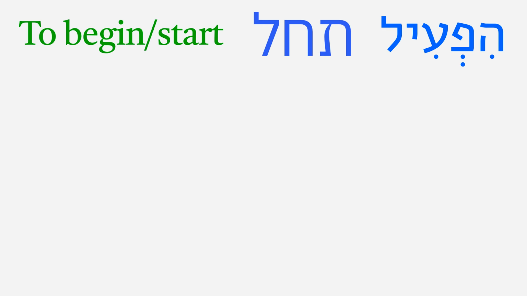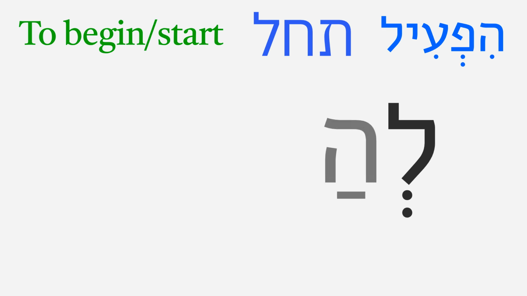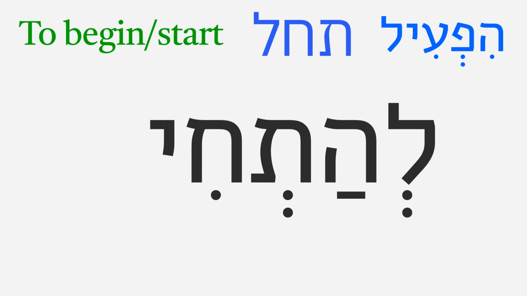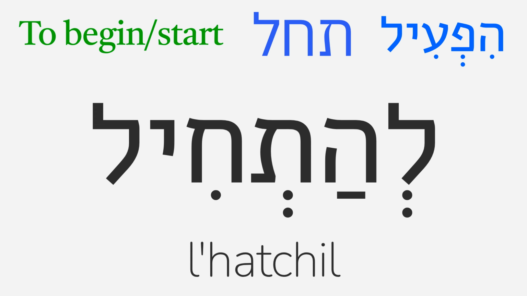Let's make this verb. We start with the lamed with shva, that means to, followed by the hey with patach, used in hifil infinitives. Next comes the first root letter tav with shva, the second root letter chet, followed by a hirik and yod, ending with the third root letter lamed. Lehatchil, to start or to begin.